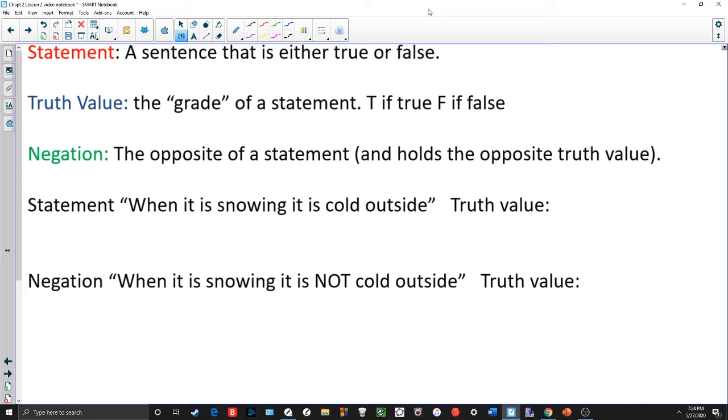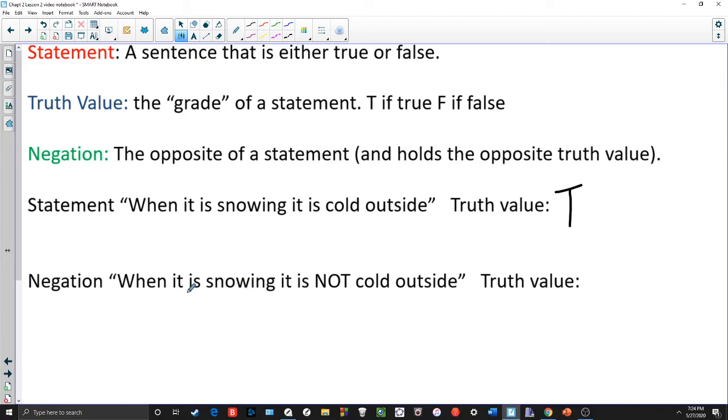And then the negation is the opposite of a statement. The way we talk about opposites is that it holds the opposite truth value. So if the statement is true, the negation would have to be the false version of that statement. For example, if you say, when it is snowing, it is cold outside. Well, that is true, right? If it's snowing, then it has to be cold outside. There's no other way for it to be snowing. You can't be snowing and be hot outside, otherwise the conditions for snowing would not be met. So that's a statement with a truth value of true.